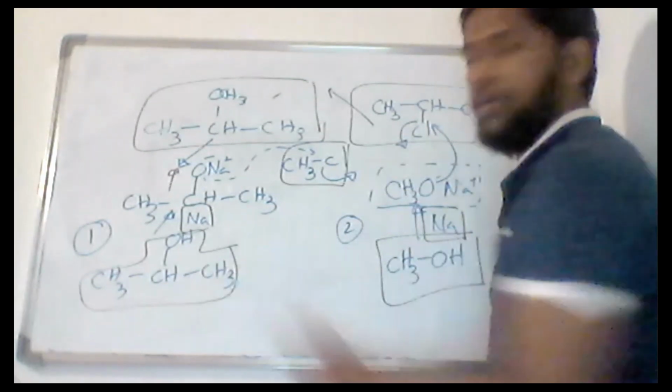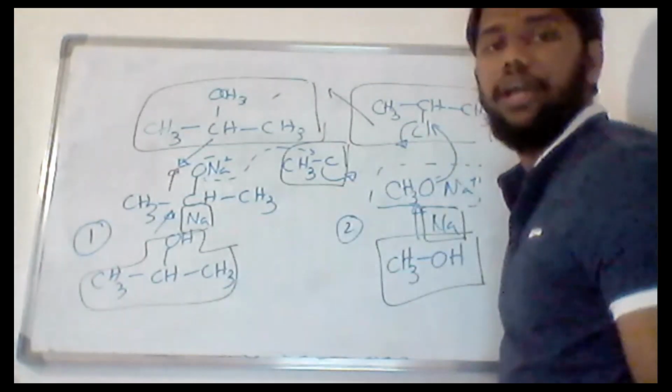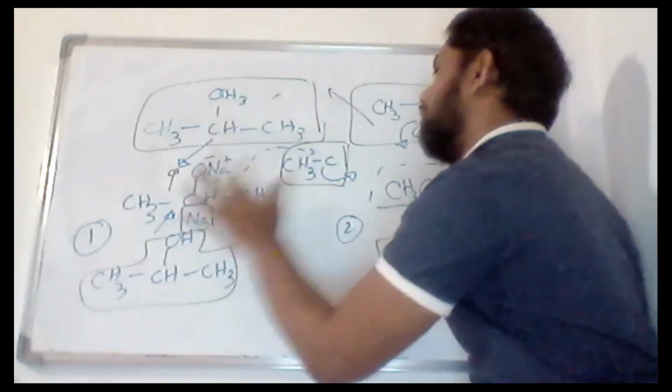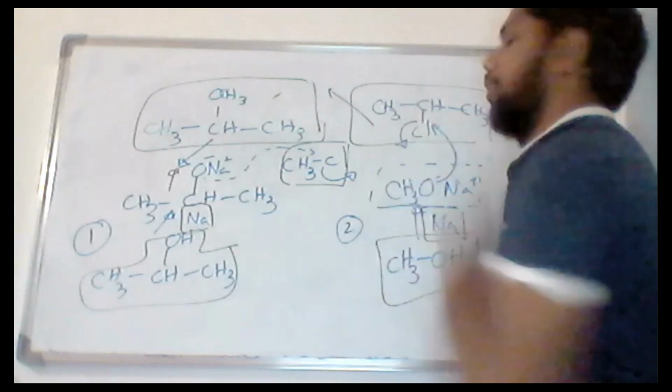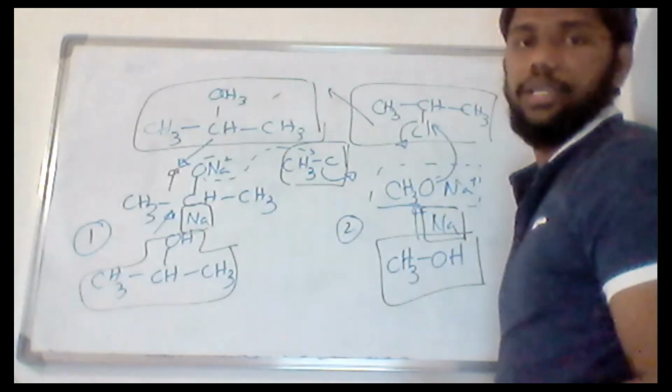You cannot write alcohol, because if you write alcohol and alkyl halide, you cannot have a direct reaction. You need to first add sodium, then you need to add. So your reactant should be this one and this one, this one and this one. One should be an alkyl halide, one should be an O minus ion.